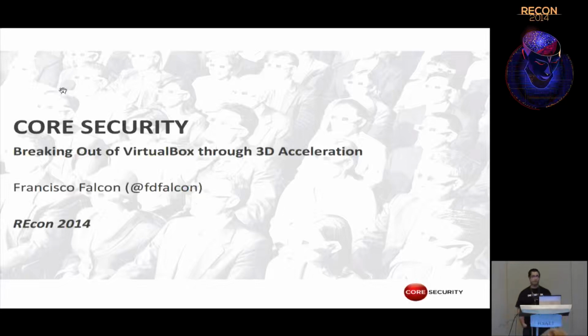I'm an exploit writer for Core Security, and I'm here to present this talk, which is called Breaking Out of VirtualBox through 3D Acceleration. This talk is about the internals of the 3D acceleration feature of VirtualBox. It's also about 3 memory corruption vulnerabilities affecting the 3D acceleration feature and how to exploit them in order to escape from the VM and execute code on the host.